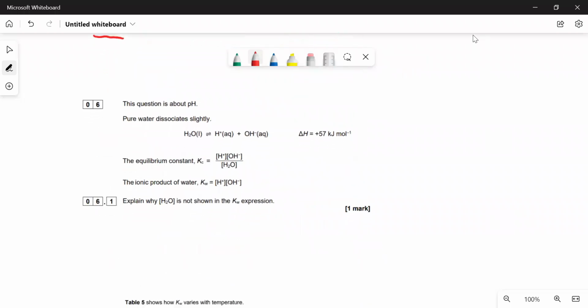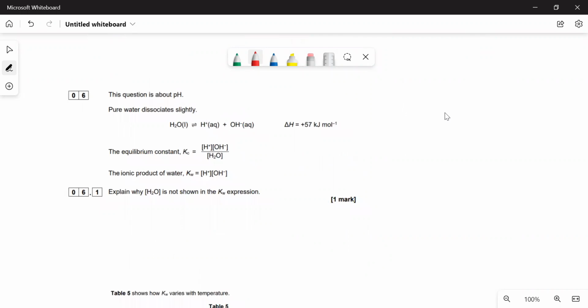Right, first question is about pH. Okay, pure water dissociates according to this equation, which we're familiar with. The equilibrium constant Kc is given as that, okay, but we normally use this constant instead, Kw. And it says, why isn't the concentration of water shown in the Kw expression?